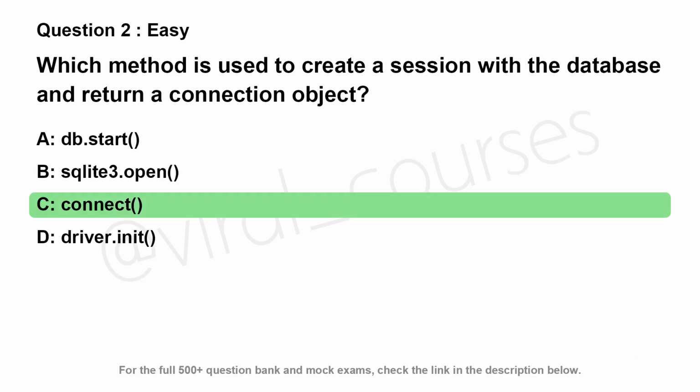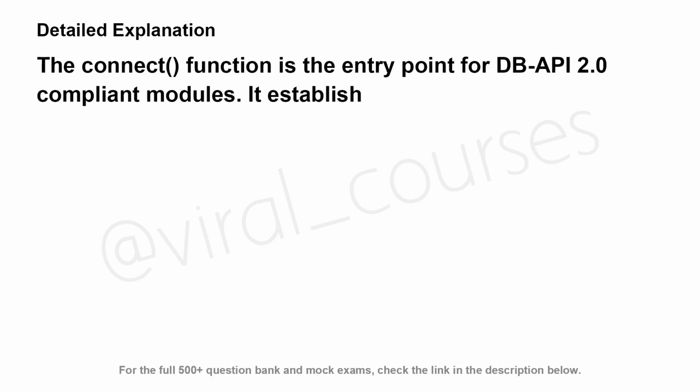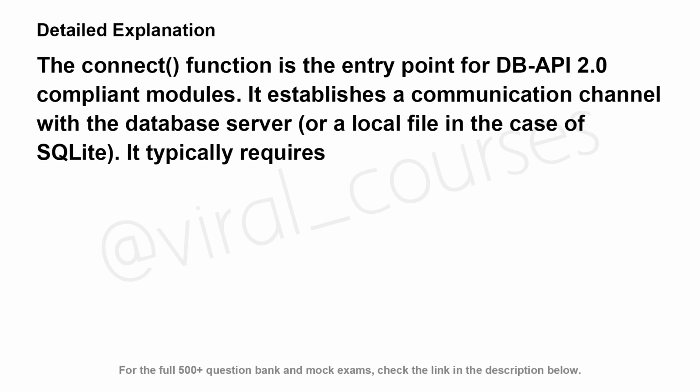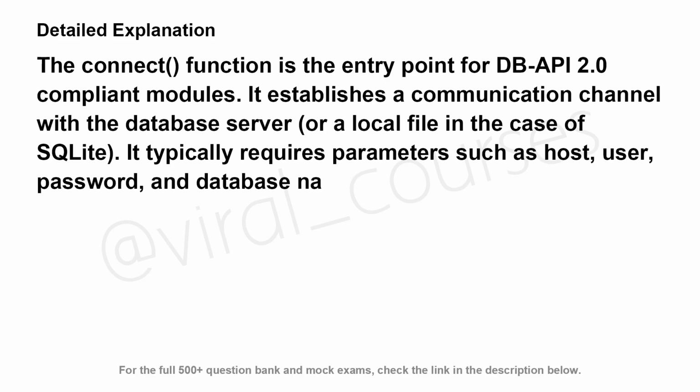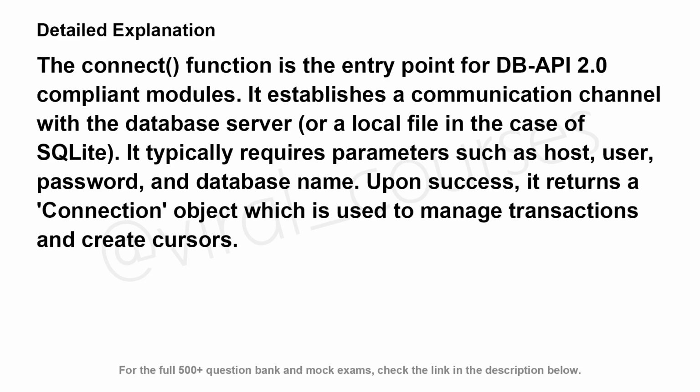The correct answer is C. The connect function is the entry point for DB API 2.0 compliant modules. It establishes a communication channel with the database server, or a local file in the case of SQLite. It typically requires parameters such as host, user, password, and database name. Upon success, it returns a connection object which is used to manage transactions and create cursors.